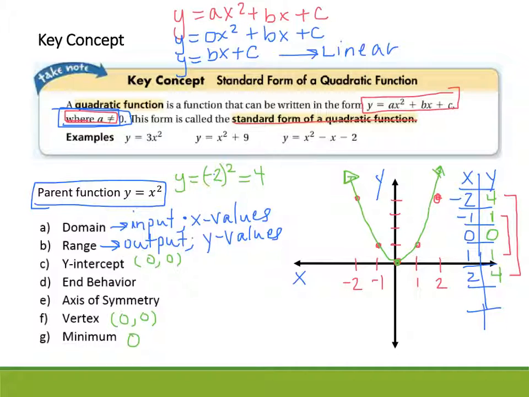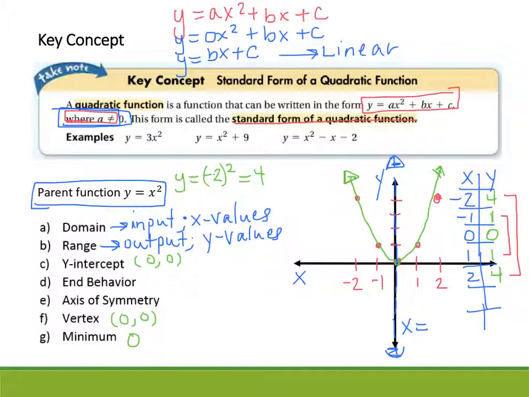Well, remember that the axis of symmetry is going to come down through and it's going to act like a mirror for the parabola. It's going to basically split the parabola into two halves that are mirror images of each other. When we express the axis of symmetry, we express it as a line. It's a vertical line. And all vertical lines are written in the form of x equals whatever the x value is for all of the points along the line.